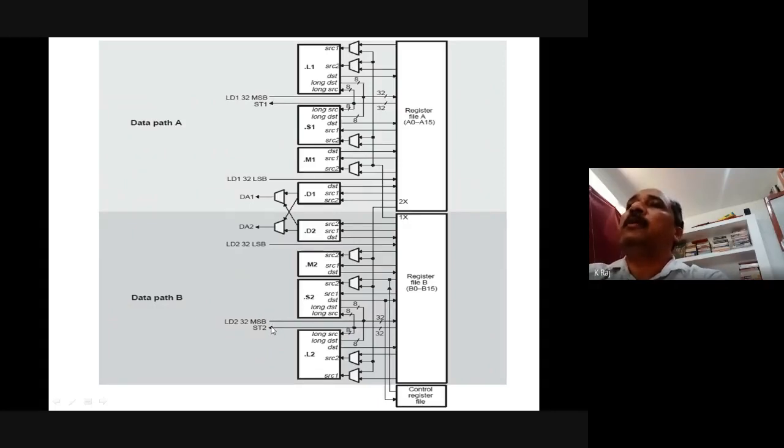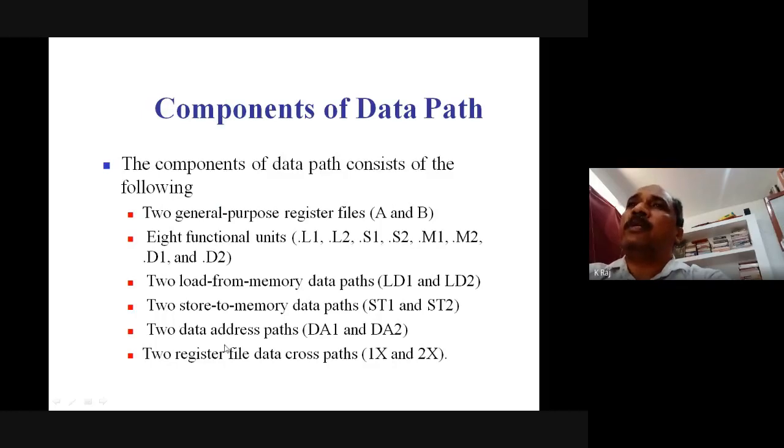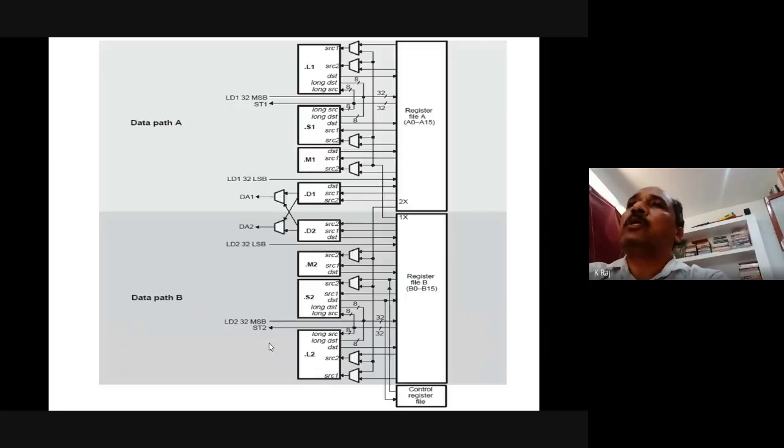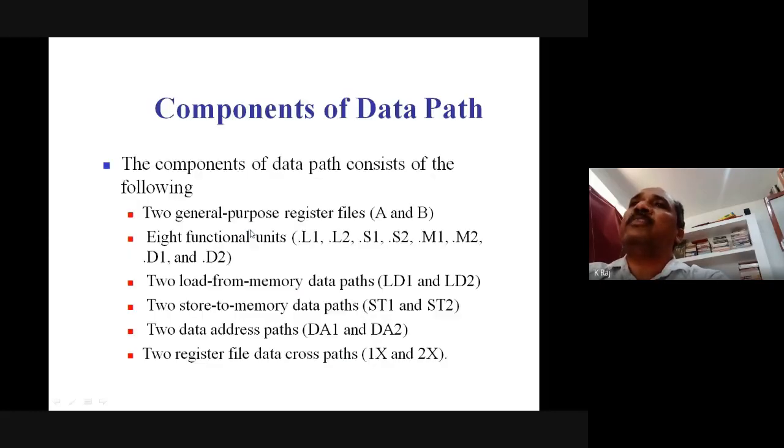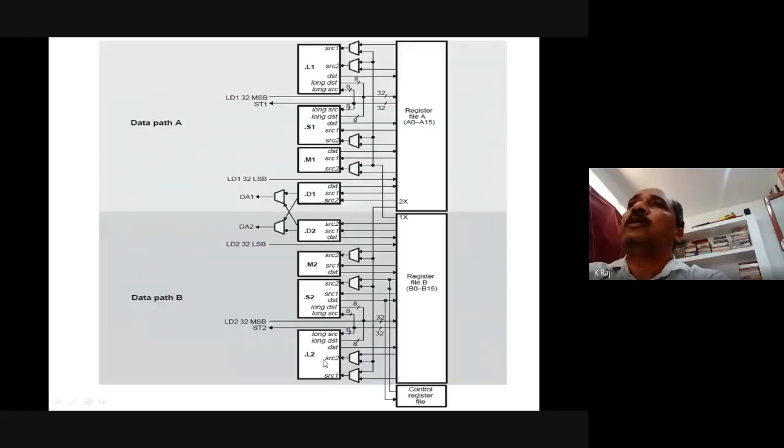And similarly, these are the two data address paths, DA1 and DA2, that come to this one. That is data address 1 and data address 2 here. And in the previous slide, the two register files' data cross paths are the 1X and the 2X.